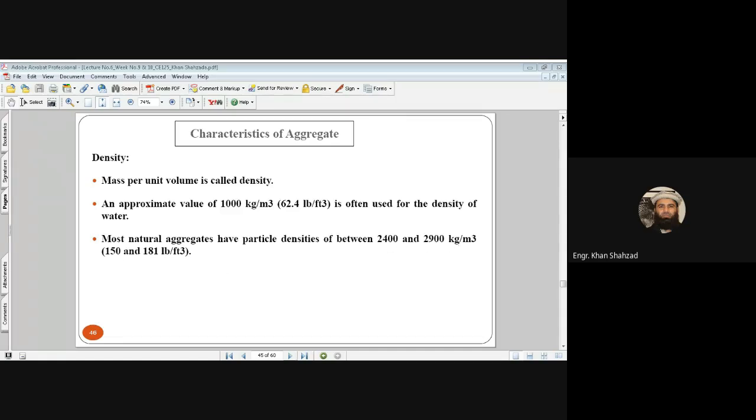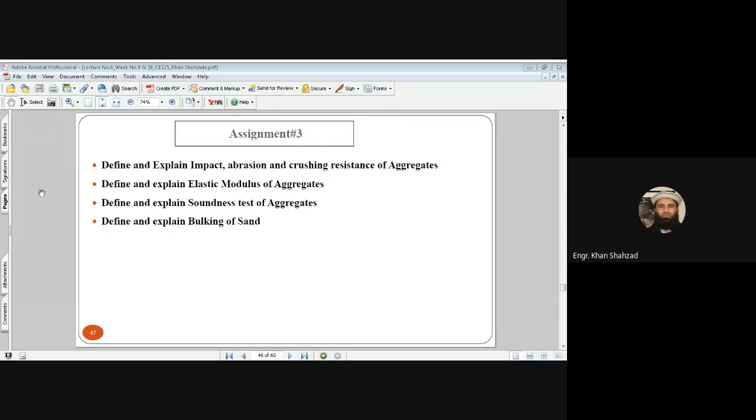ये जो previous slide पे भी आप लोगों ने देखा इसको. Okay, assignment number 3. Assignment number 3 में आप लोगों ने क्या करना है बेटा? Number 1. You have to define and explain the impact, abrasion, and crushing resistance of the aggregates. You have to define and explain the elastic modulus of the aggregates. बेटा आप लोग इसको पढ़ ले, आपके काम आएगा. पहले इसको पढ़ ले, उसके बाद असाइनमेंट अटेम्प्ट करें.